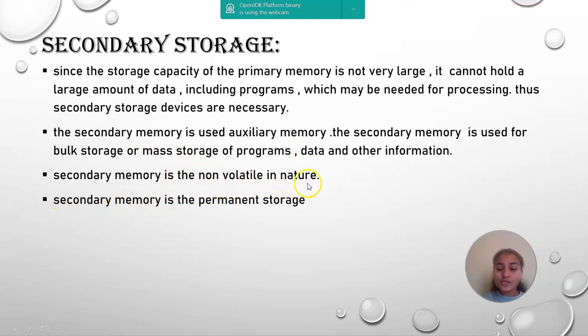Secondary memory is permanent storage. Why we call it permanent storage: because when we switch off the computer, information and data will not be erased.